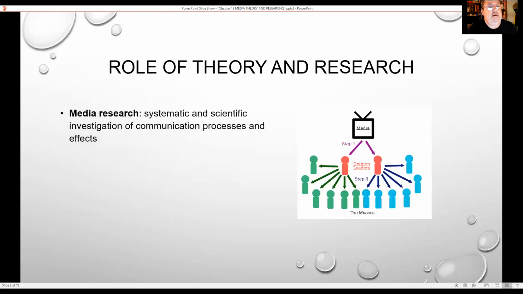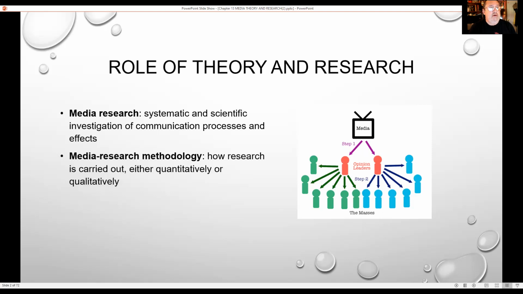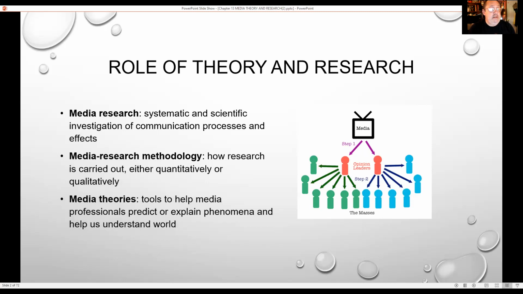So the role of theory and research is systematic and scientific investigation of the communication process and effects of this here stuff called media. Methodology is how research is carried out, either quantitatively or qualitatively. Remember, I get my classes mixed up. I know I've talked about quantitative and qualitative in one of them. Quantitative is how many, and qualitative is like lifestyle, quality of life. And then there's a ton of media theories. I did my master's degree, and that's what we spent a lot of our time on, media theories. I am just going to be touching the surface of this.